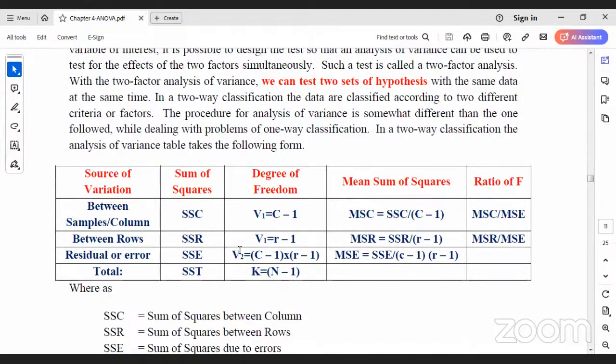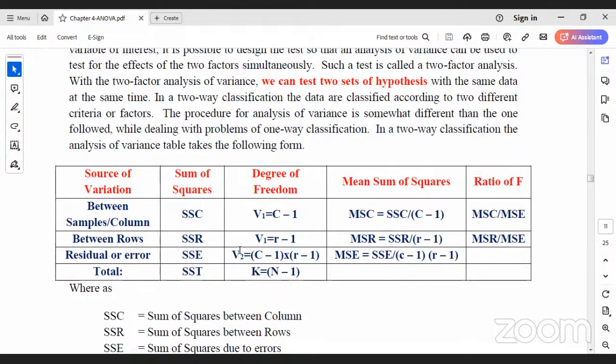Okay, so between columns, between rows, residual or error. See, for the ANOVA one-way classification it was between samples, within samples. But here it is between columns, between rows, residual or error. This is one more additional row. First row is between columns, second is between rows, third one is residual or error.